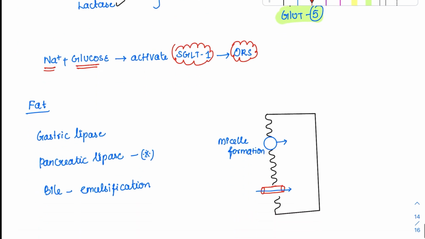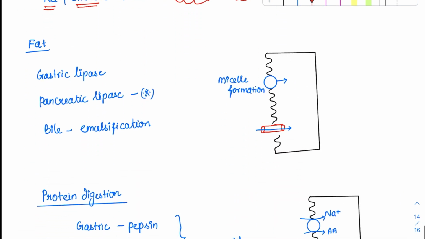So coming to the absorption of fat. Fat is mainly digested by the pancreatic lipase. Even though there is a gastric lipase, fat is mainly digested by the pancreatic lipase. There is one more substance which helps in fat digestion, which is bile. Bile will cause emulsification of fat. Emulsification is like making it soft to digest. Then most of the fat transport happens through micelle formation, and they will be transporting these micelles into the cell.